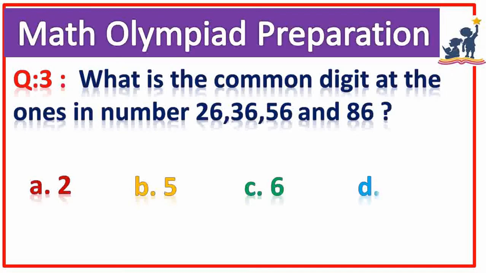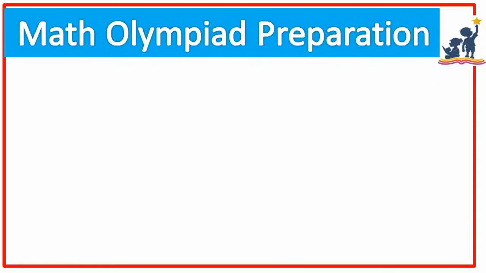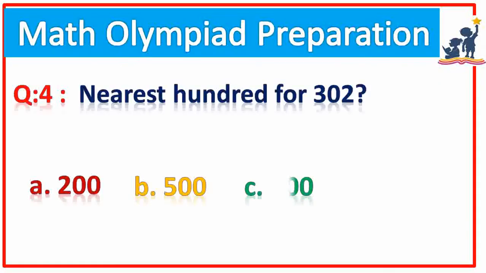Question number 3. What is the common digit at the ones place in the numbers 26, 36, 56 and 86? C. 6. Yes, good. 6 is the common number. Question number 4. Nearest 100 for 302. 300. Answer D. Good.